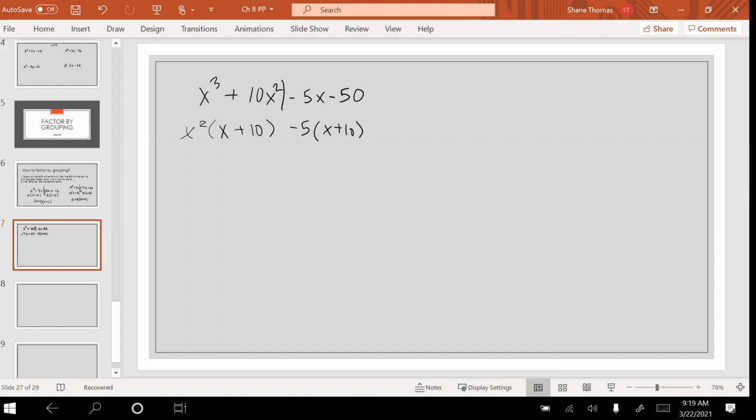Are they the same? Yes. Yep, that's my first factor: x plus 10. Second factor is leftovers: x squared minus 5. This is great stuff.